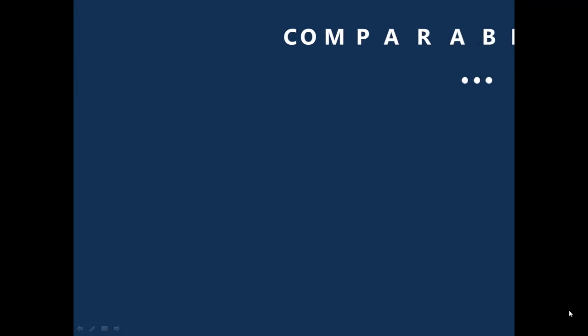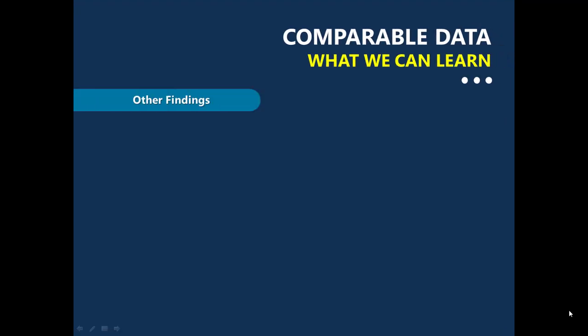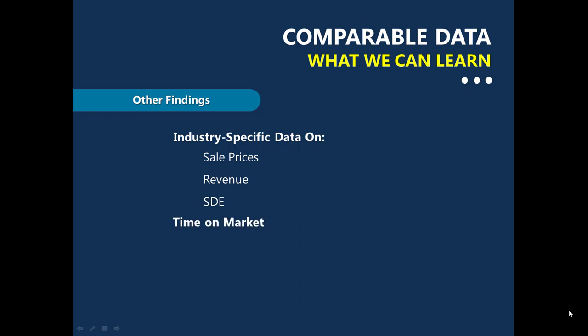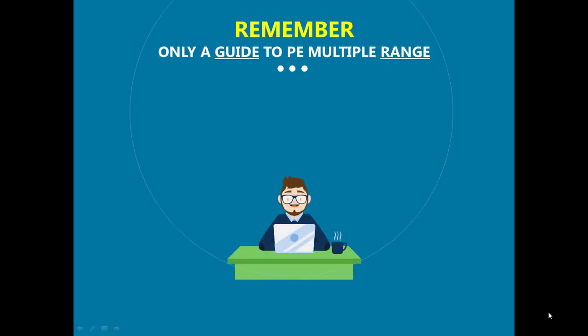In addition to this, the data also provides a lot of rich detail on industry-specific sale prices, revenues, and average cash flows or SDE. We have some data showing how long businesses are taking to sell, and some information on deal structures, and a range of qualitative data and commentary. But it's important to remember that these sources only provide a guide to the range of PE multiple that might be appropriate for a particular business.